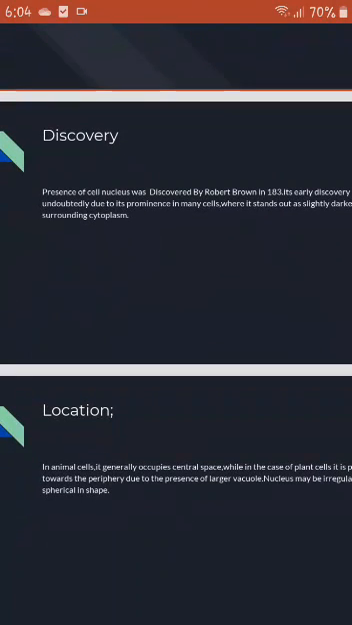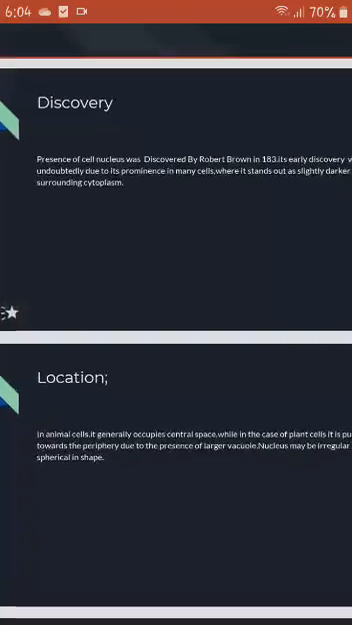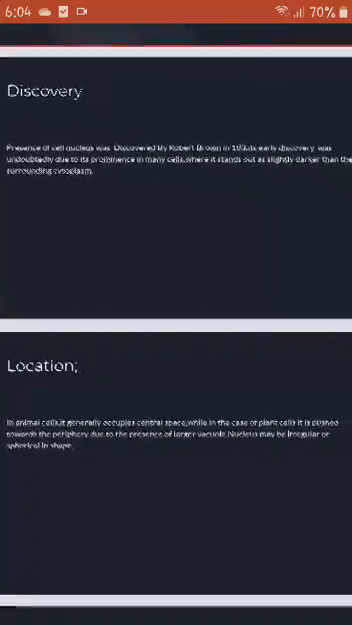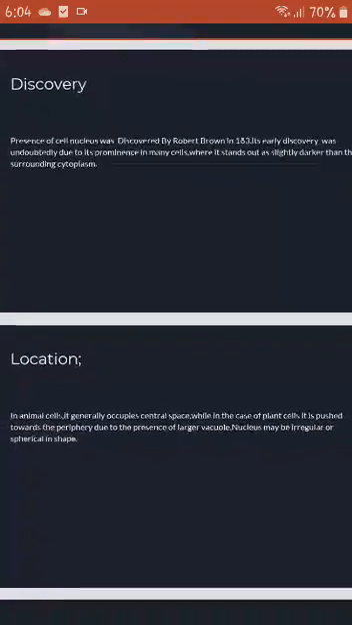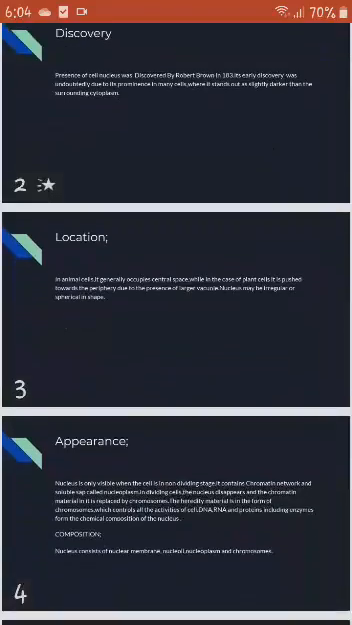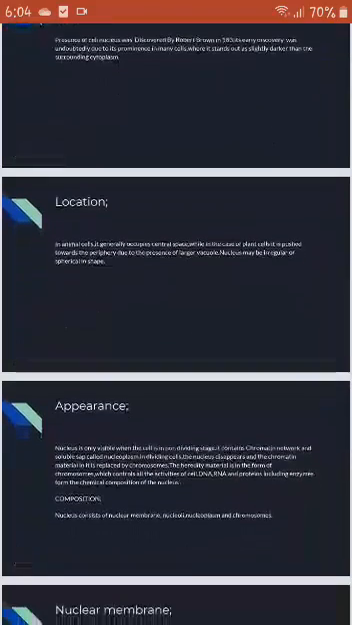Then location. In animal cells, it generally occupies central space, while in the case of plant cells, it is pushed towards the periphery due to the presence of a large vacuole. The nucleus may be irregular or spherical in shape. Then appearance. The nucleus is only visible when the cell is in the non-dividing stage.